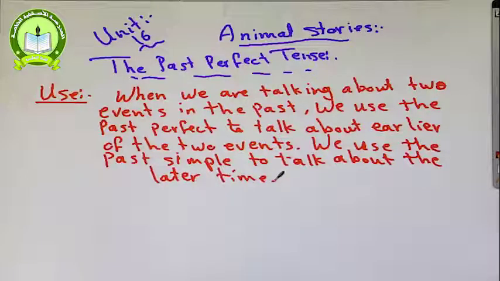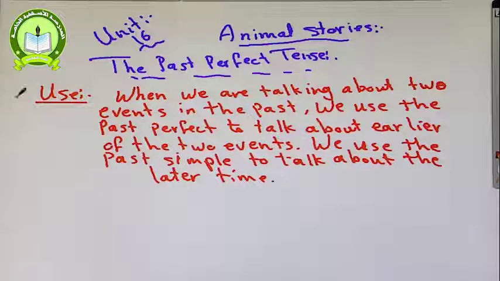So this is the use of the past perfect when we are talking about two events in the past. I have two actions that happened in the past. We use the past perfect to talk about the earlier of the two events. You should determine which of the two events happened first to know the past perfect. Then the second one is going to be in the past simple.